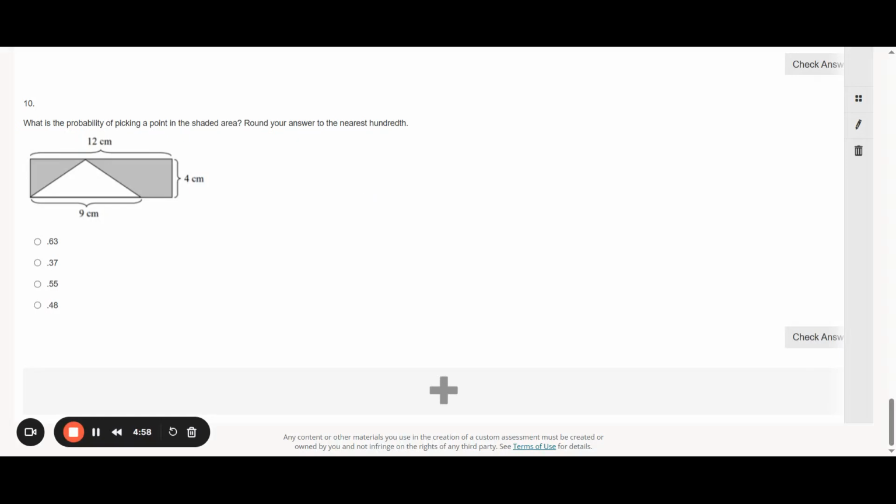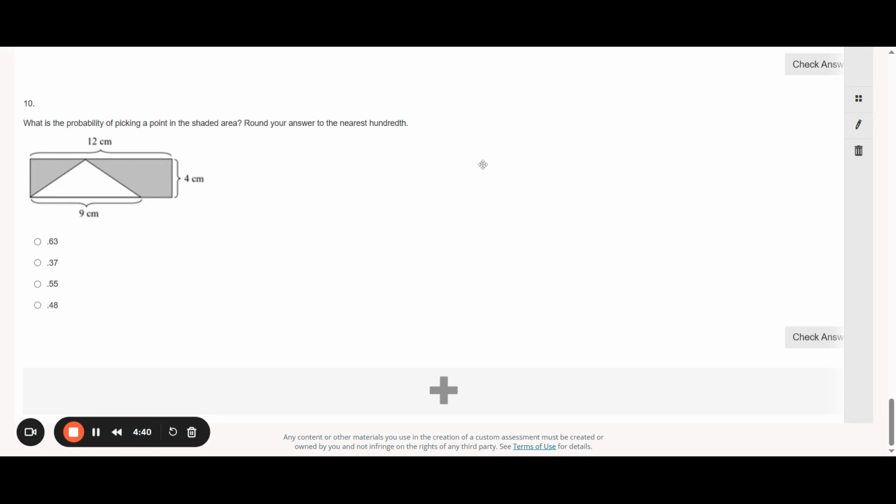What is the probability of picking a point in the shaded area? Round your answer to the nearest hundredth. So what we're trying to figure out is if we just picked a point on this shape, what's the probability that we pick a point in this shaded gray area region?